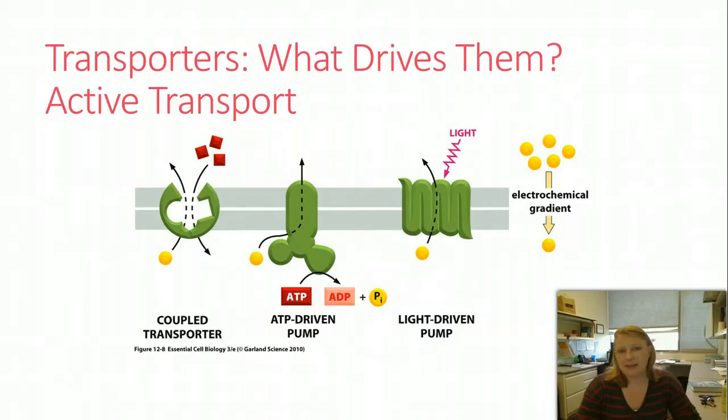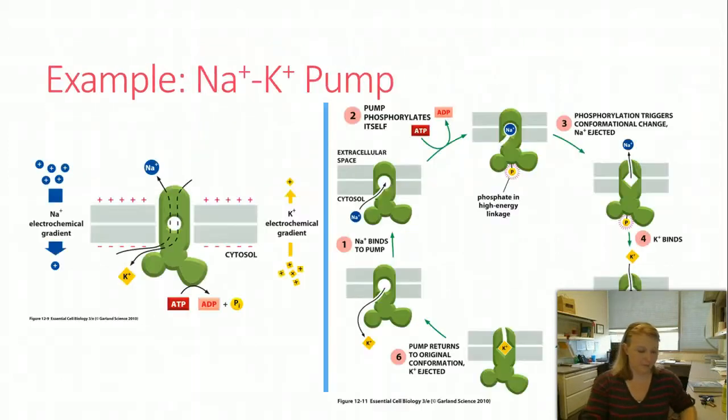Then we have ATP synthases. These are proteins that use ATP, break it down to pump things across the membrane. And then we have light-driven pumps. And these are like the rhodopsin we talked about in chapter 11. These are pumps that use light energy to help drive things across the membrane. So let's look at a couple examples now.